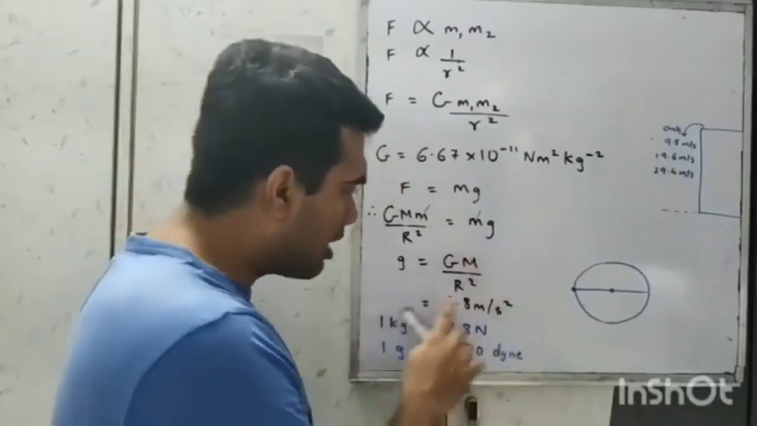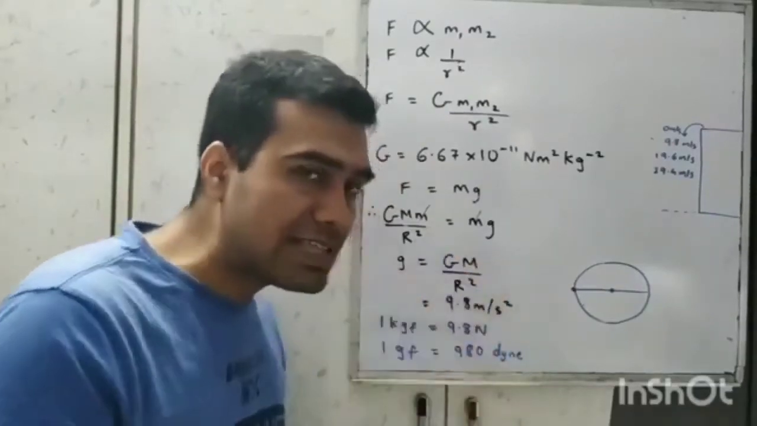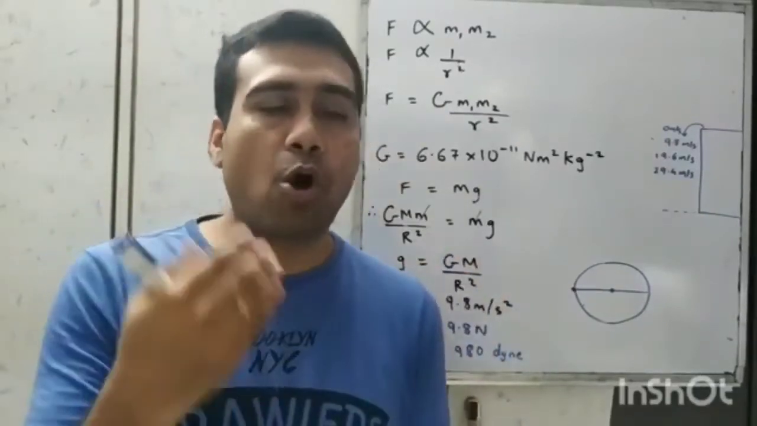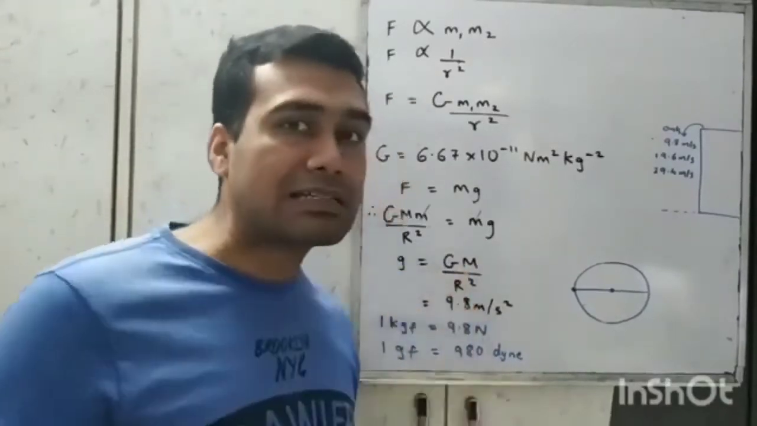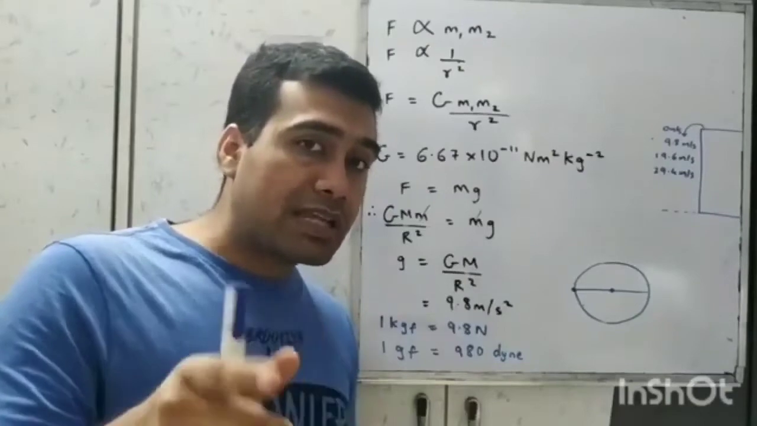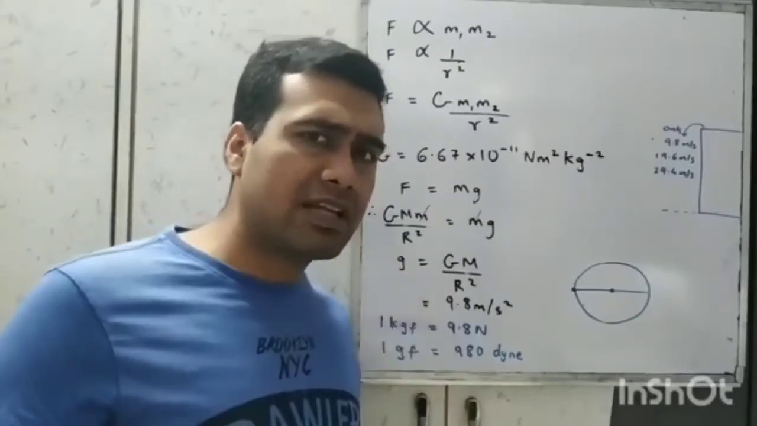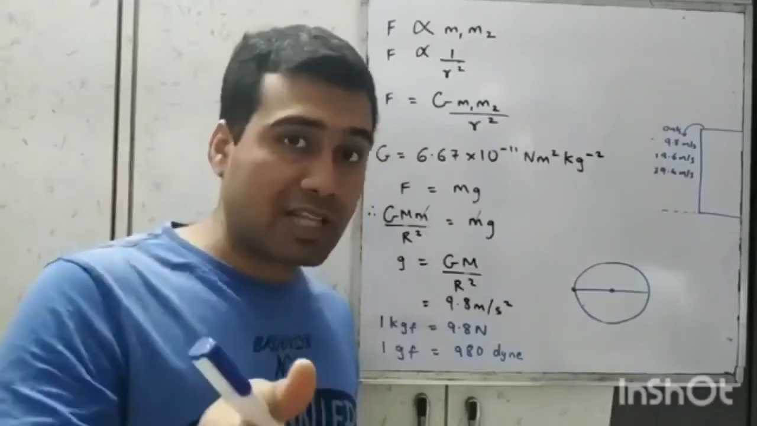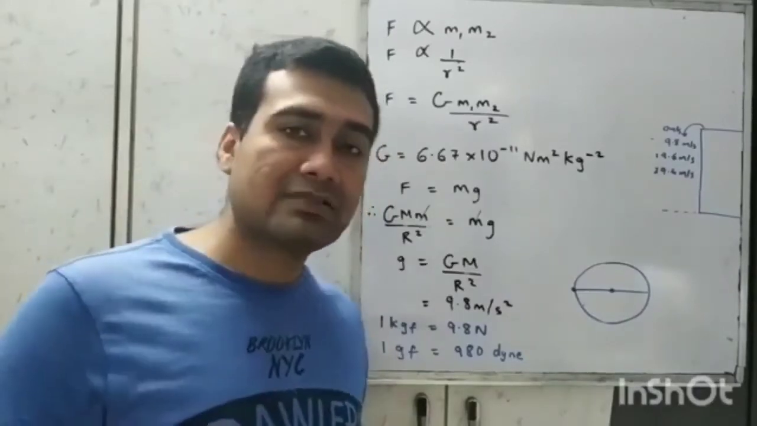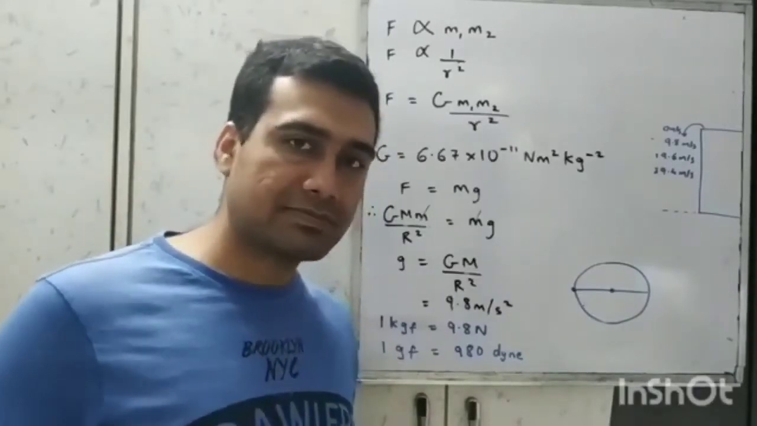And you see, in this formula, small m is not there, which means acceleration due to gravity does not depend on your mass at all. It only depends on the mass of the planet and the radius of the planet. So now we can calculate the value of g of any heavenly body, Jupiter, Moon, etc. All we need to know is the mass of that planet and the radius of the planet, which scientists can calculate indirectly.